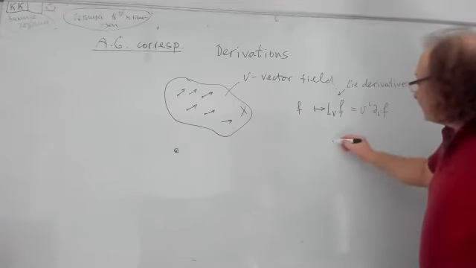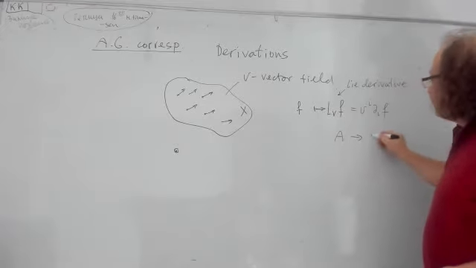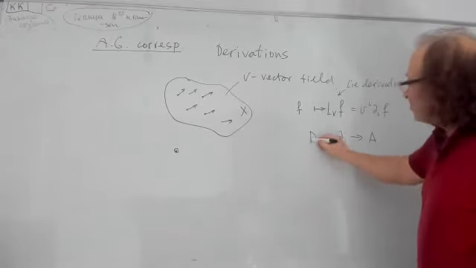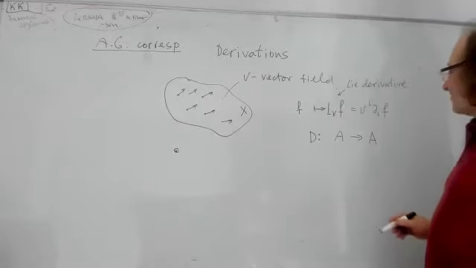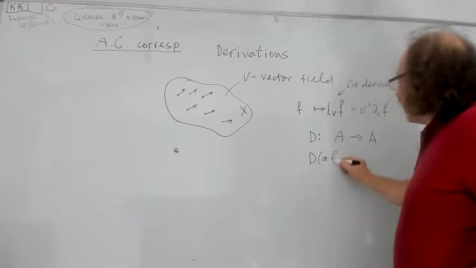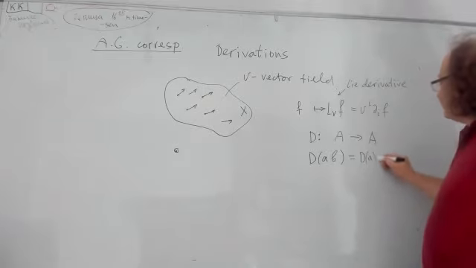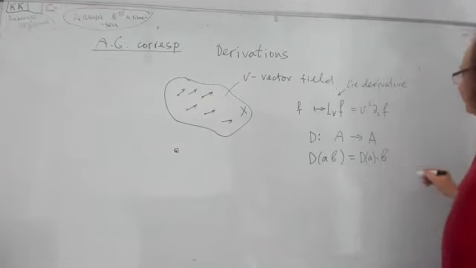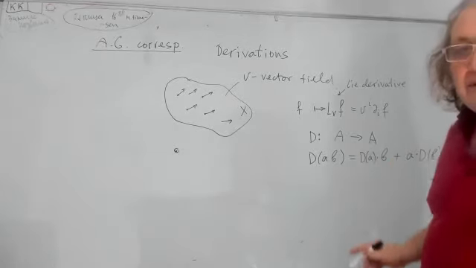So what do we have? We have a map from the algebra to itself that I'll call D. With the property that D of A times B equals dA times B plus A times dB. So this is called the Leibniz rule.